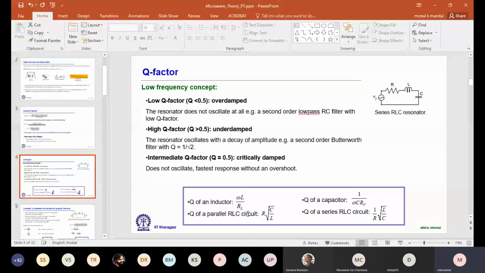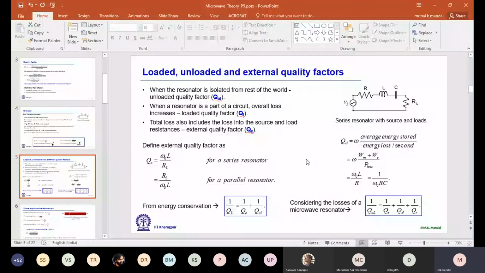So we have three different quality factors and we have to understand them properly. If you don't, then we can't go for any circuit analysis. So these three quality factors are the unloaded quality factor, loaded quality factor, and external quality factor. I'm sure that you are familiar with these terms, but now we are going to understand the physical concept behind it.